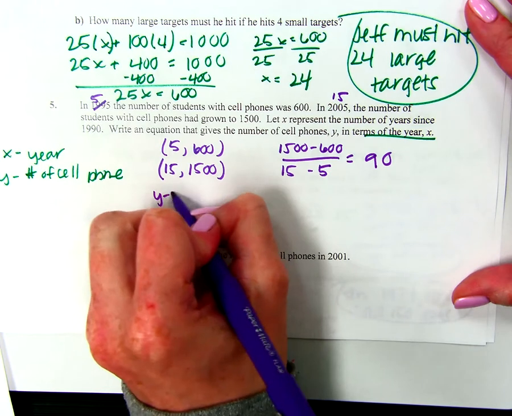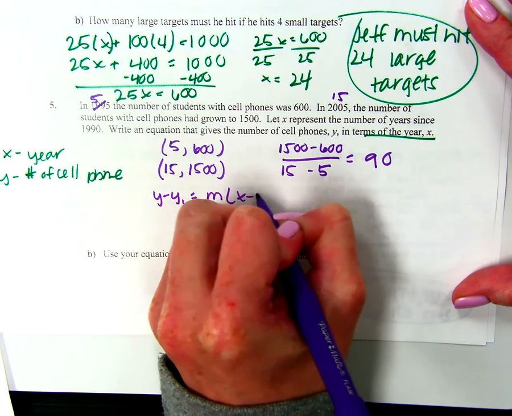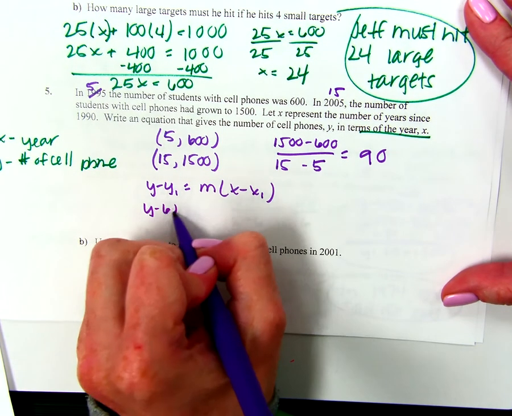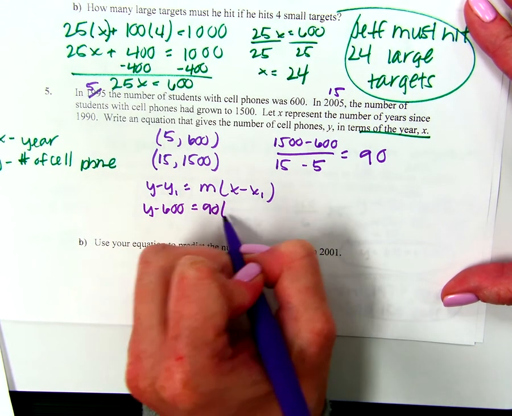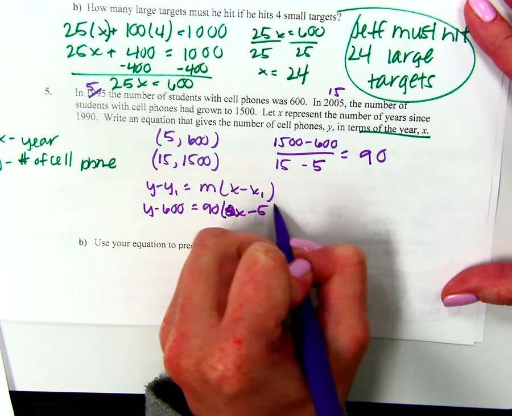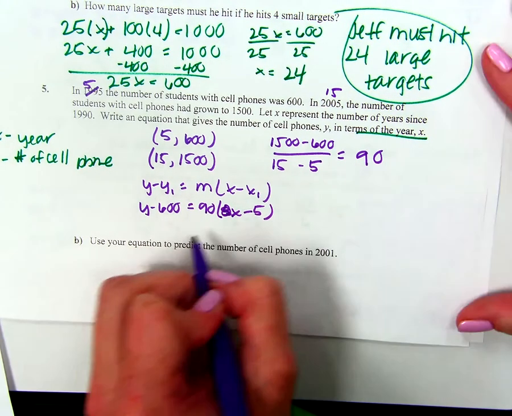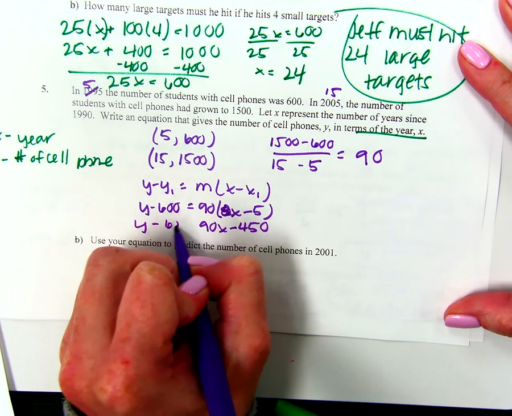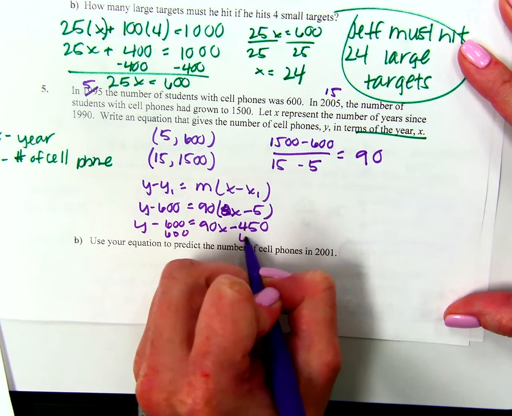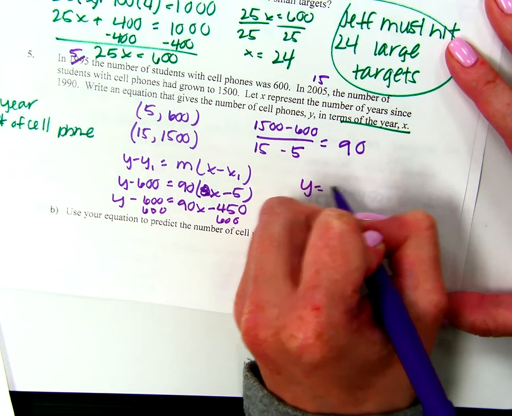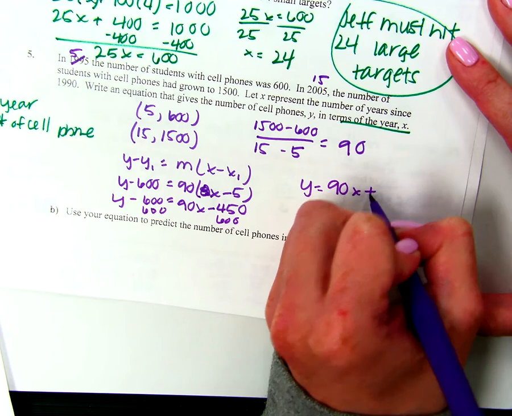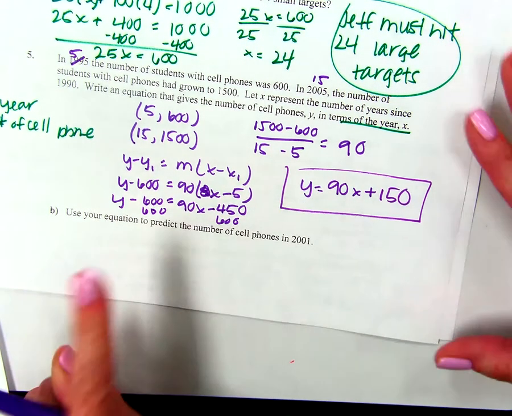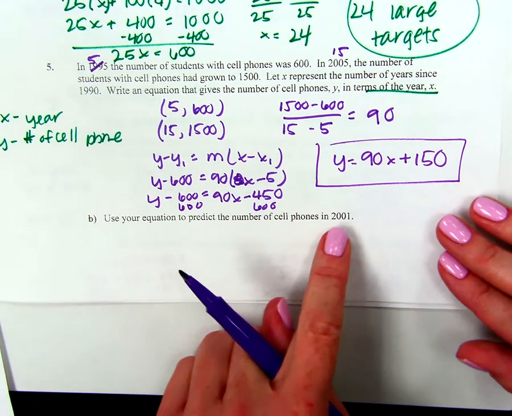So I'm going to do y minus y sub 1 equals m times x minus x sub 1. So I'm going to take my first ordered pair, y minus 600 equals 90 times x minus 5. So I'll distribute that, 90x minus 450. So I'm going to add 600 to both sides. So I have y equals 90x plus 150. So there's my equation.